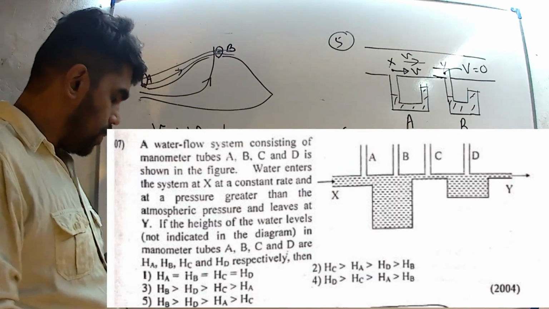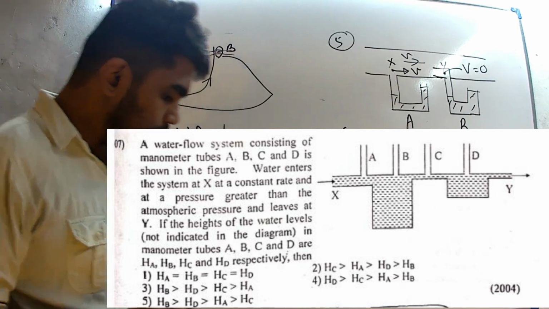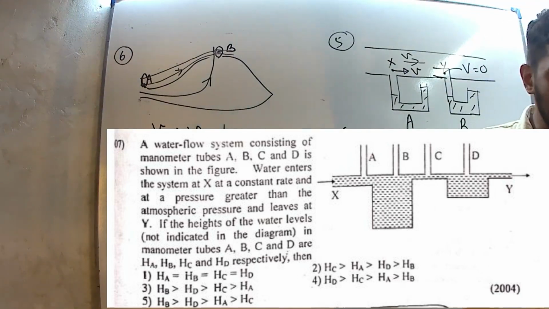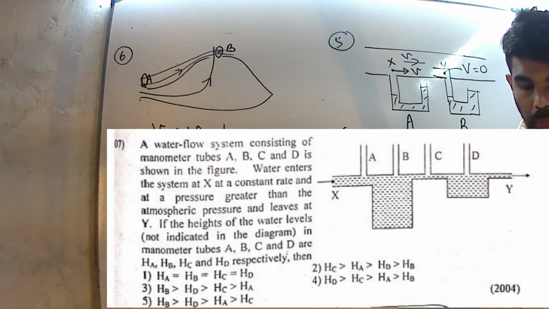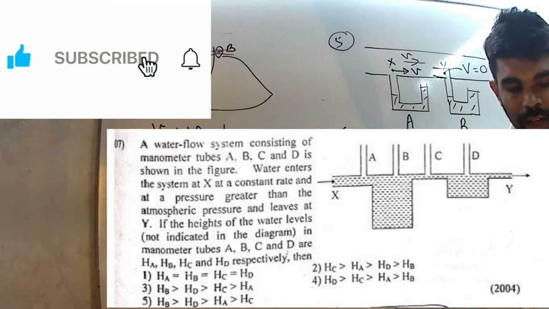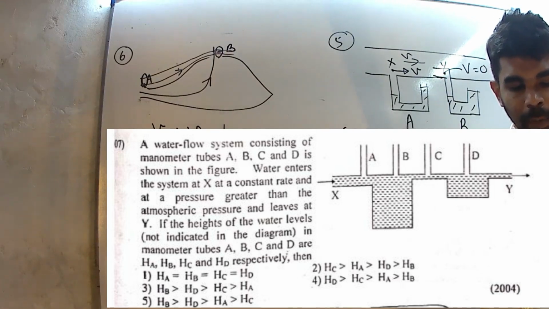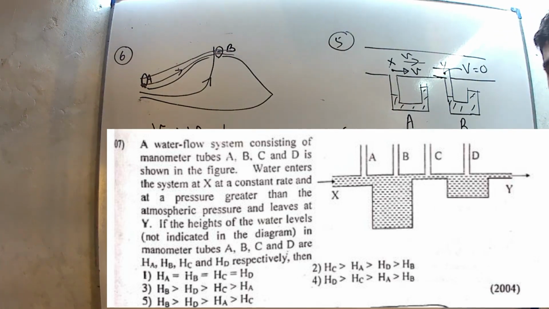Then question number 7. A water flow system consisting of manometer tubes A, B, C and D is shown in the figure. Water enters the system at X at a constant rate and a pressure greater than atmospheric pressure, and leaves at Y. The heights of water levels, not indicated in the diagram, in manometer tubes A, B, C, D are HA, HB, HC and HD respectively. Then we have to compare the H values.